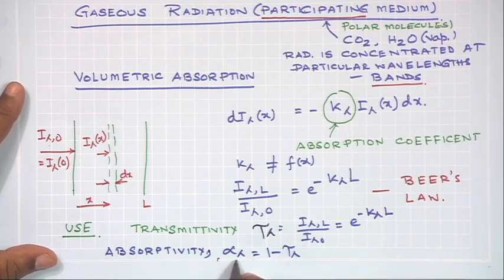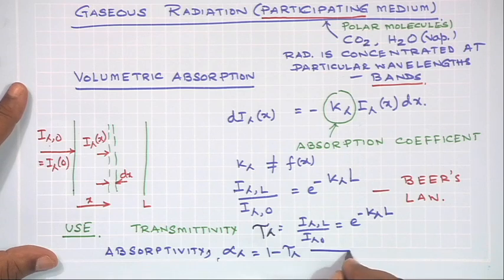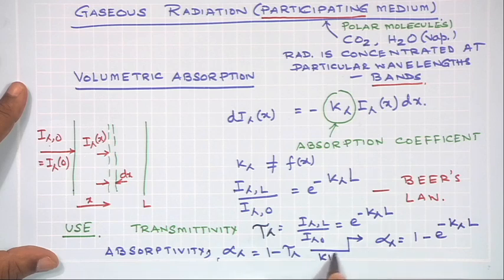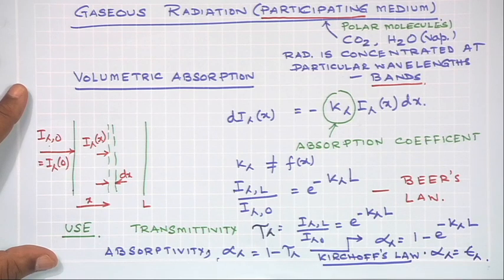So, if we assume the reflectivity to be equal to 0, this would give you alpha lambda equal to 1 minus e to the power minus k lambda L. And if we assume that Kirchhoff's law is valid, in that case alpha lambda would be equal to epsilon lambda. So, Beer's law provides the spectral emissivity of the medium.